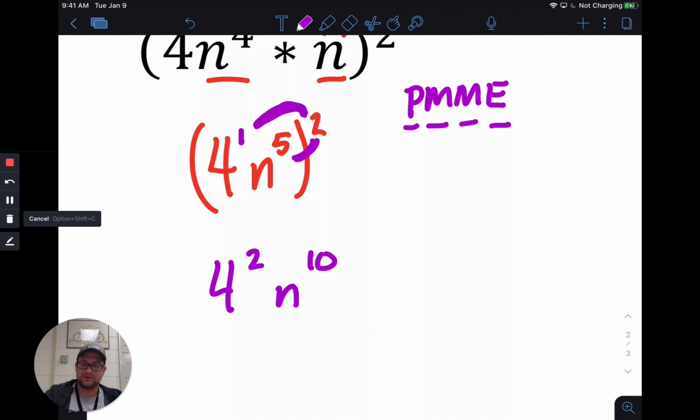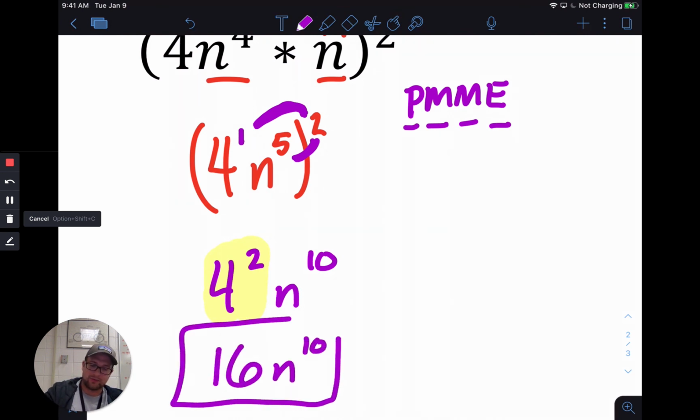Last part of this, I hope you're seeing it too, 4 to the 2nd. We could simplify that if we wanted to. We might not always see it simplified, but sometimes we will. So 4 to the 2nd means 4 times 4, which is, of course, 16. And then n to the 10th will be as good as that gets.